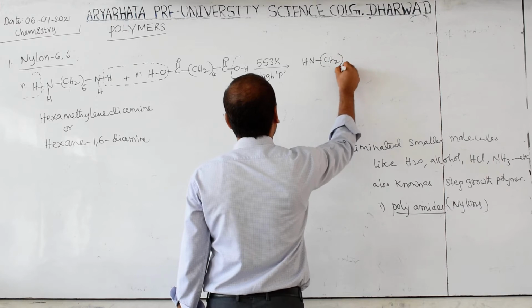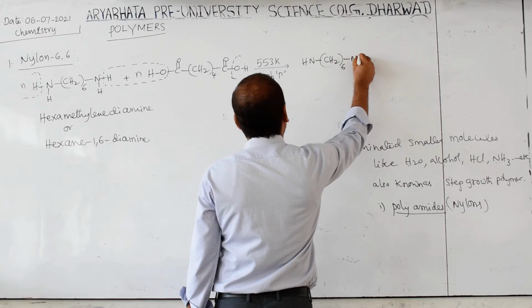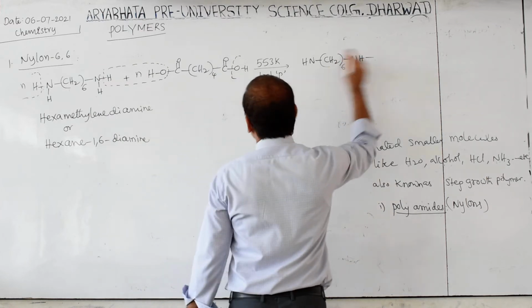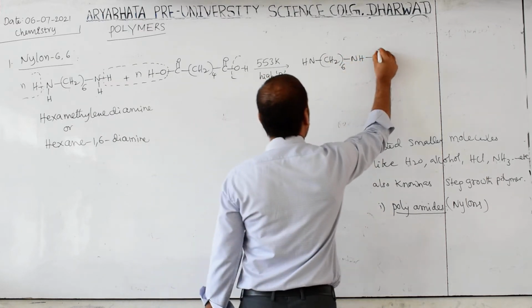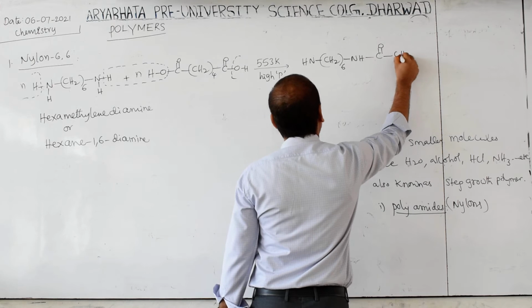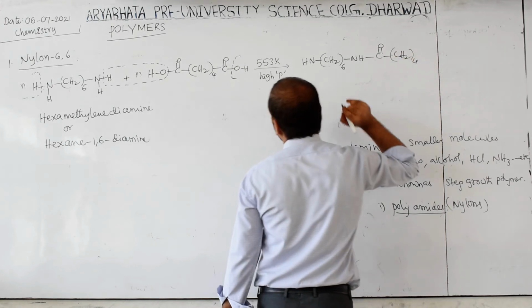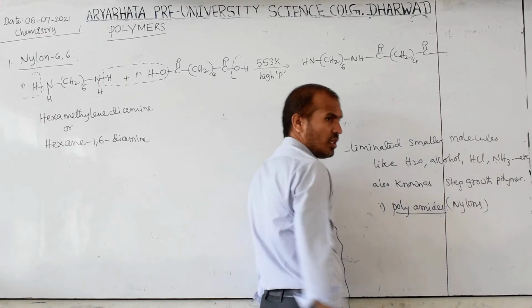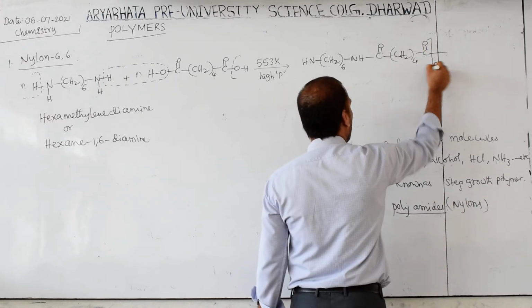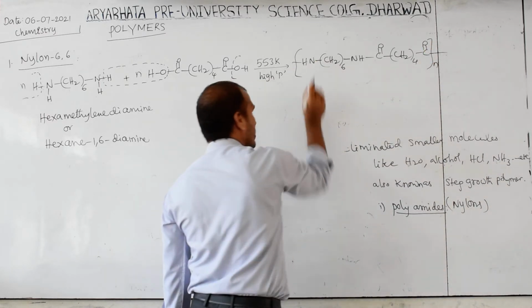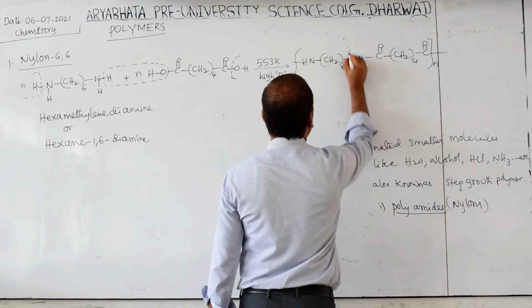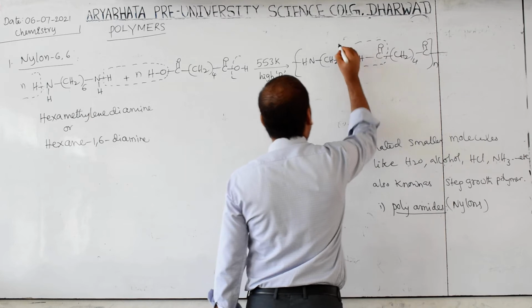Next CH2 taken 6 and NH, next C double bond O, CH2 taken 4, C double bond O bond. Now here taken N like this. Which bond is there? This is called amide bond.